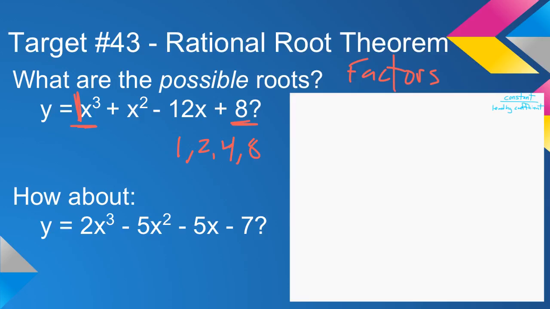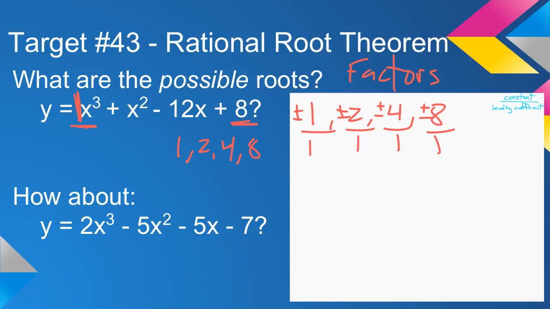So for our first example, that would look like 1, 2, 4, and 8. Those are my constant factors. And then all of them would just be divided by 1 because that's the factor of the leading coefficient. And then you have to remember that they could be positive and negative for each of these. So positive negative 1, positive negative 2, positive negative 4, and positive negative 8 are all the possible roots for our first example.